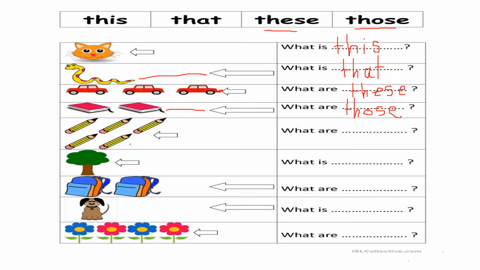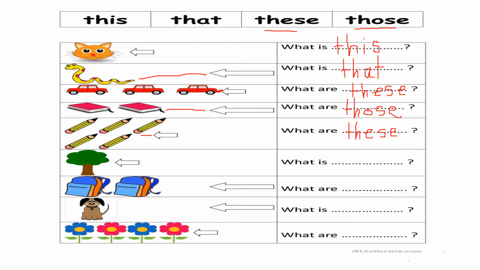We have more than one pencil. So the arrow is close to them. Again, we say, what are these? Yes, very good. Yes, it's close. Look at the tree.